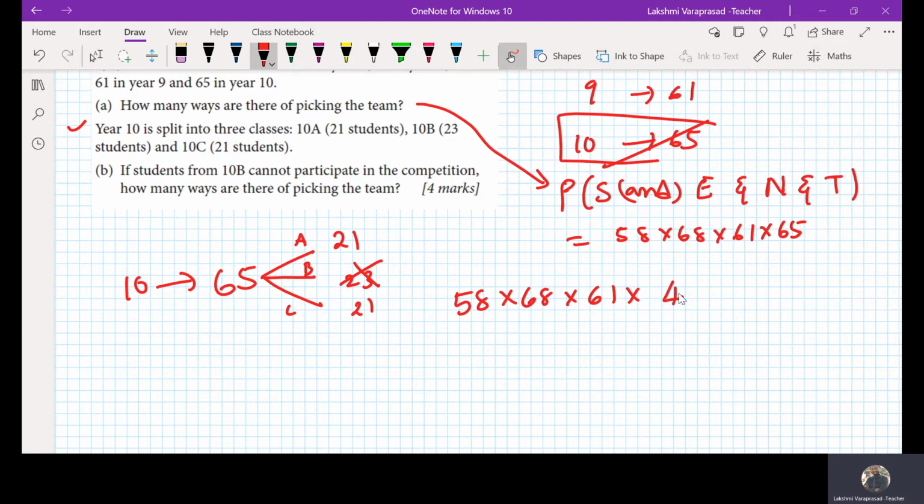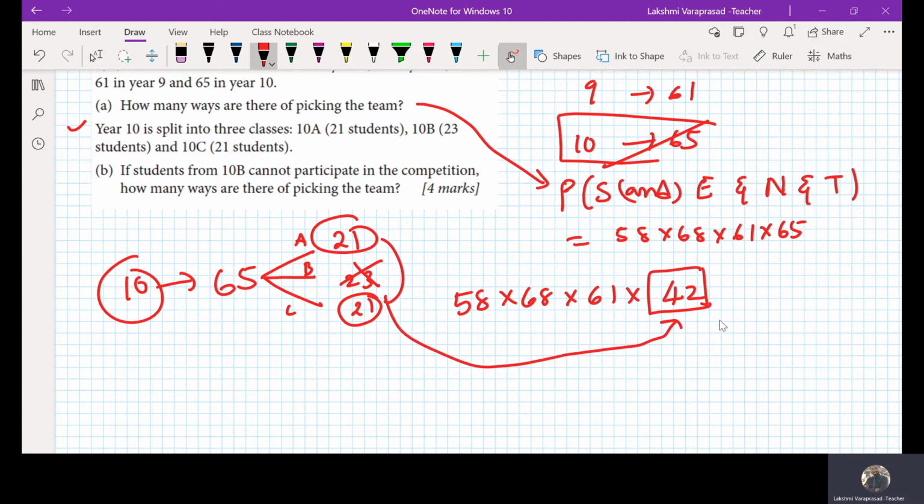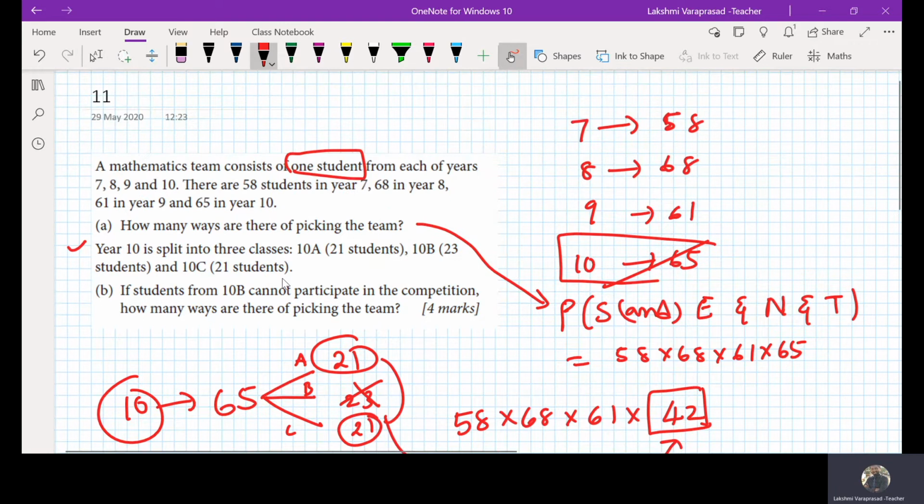So there are 42 choices. Assume that for the 10th class, only 42 out of 65 count, because the 23 are not participating. So I will consider only that 42, that means section A and section C. The combination total is going to give 42. So this is your answer for this question. Let's look into the next question.